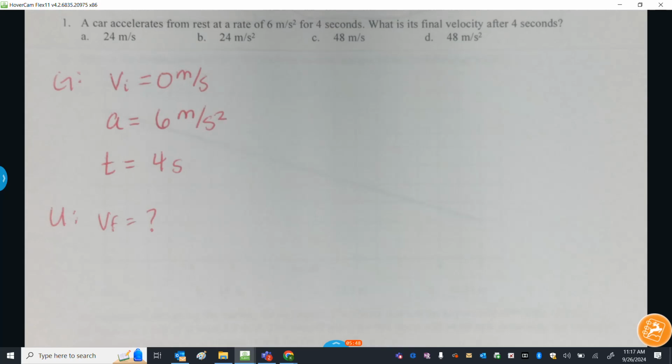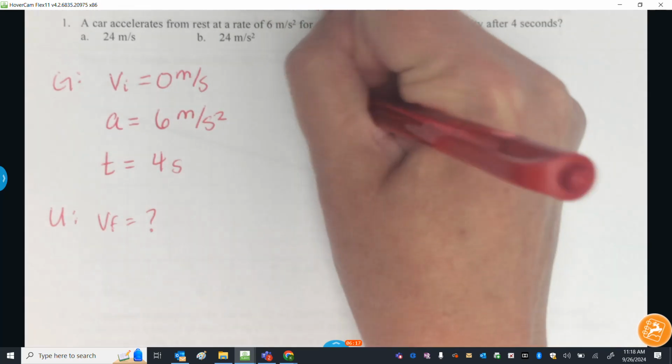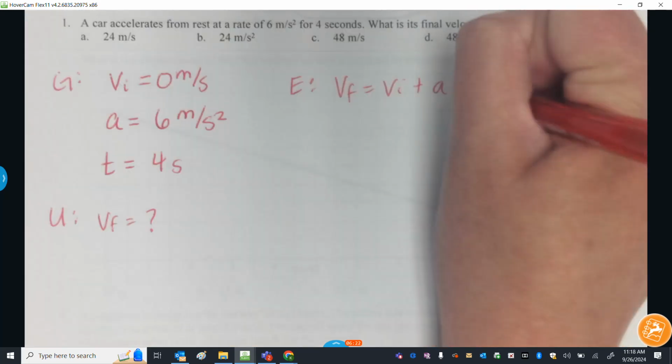If you label things, you can then take a look at the equations that I have up on my board. They're still here. They'll be there tomorrow too. And you can look for the formula that allows you to solve for final velocity when you know vi, a, and t. Because I don't know delta x, I'm going to avoid equations that have delta x in them, because that means that I wouldn't be able to solve for vf. So if I look at the equations up there, the one that I'm going to use is actually the first one. So the E in the GUESS method is equation. We're going to use vf equals vi plus a times t.